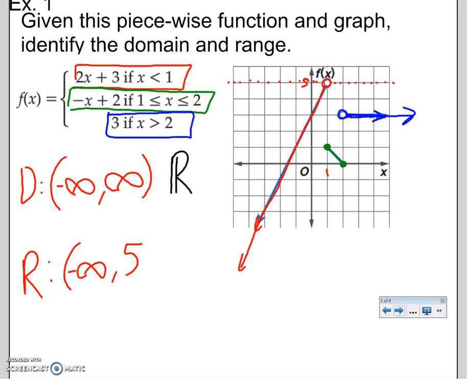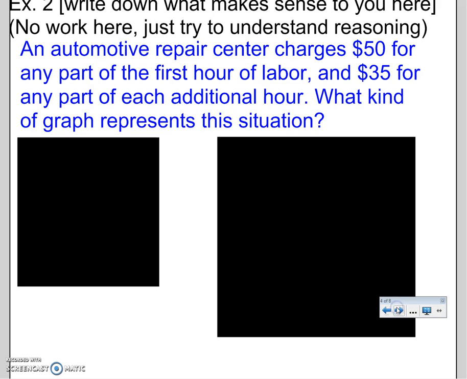Now, does it include 5? No, because it's an open circle. So it'll be a parenthesis. If it's a bracket, it includes it. So that's your answer for the range. Or sometimes they like saying y is less than 5. So that includes negative infinity, and it does not count 5. So either one there. Alright, example 2.